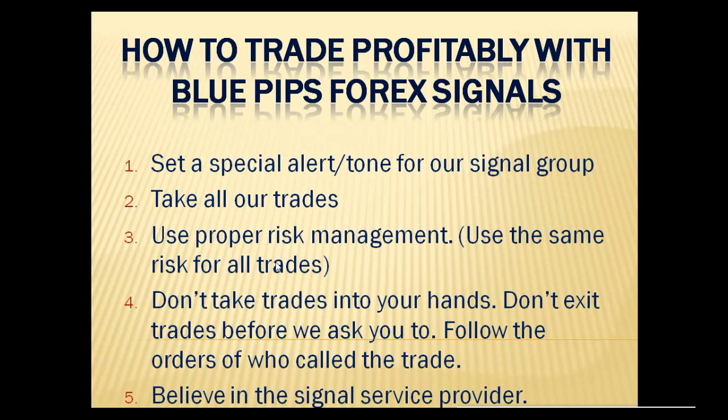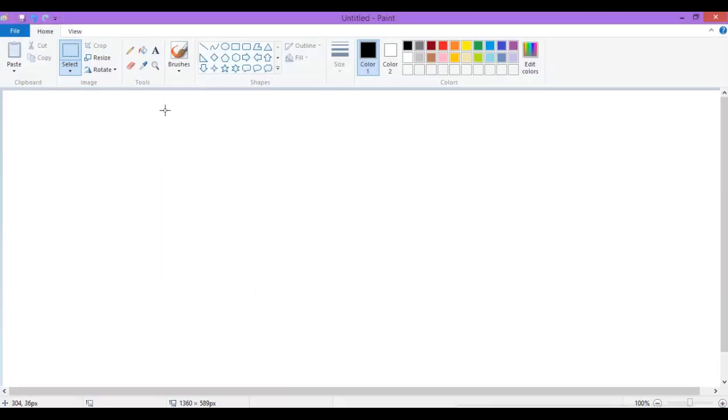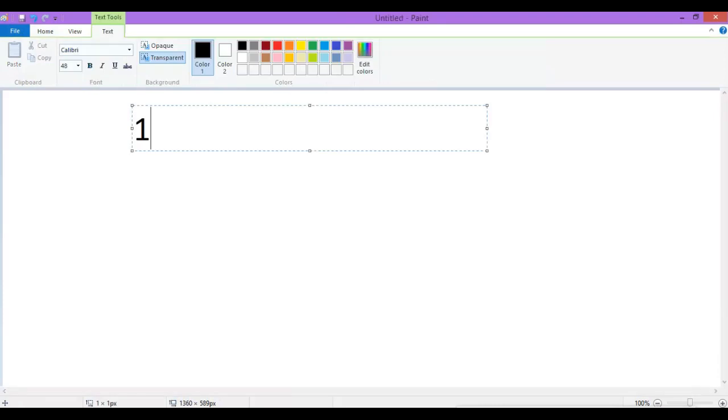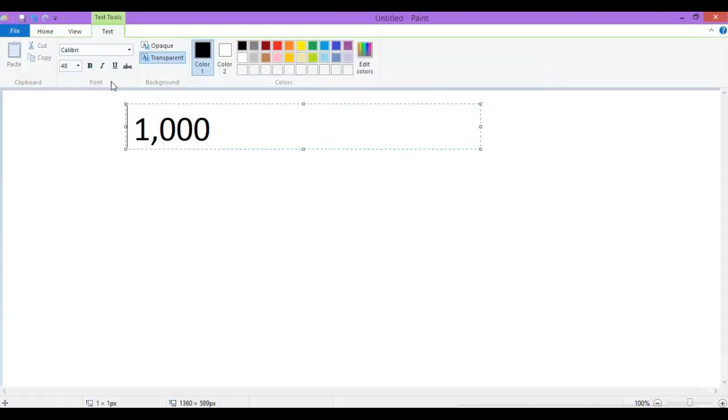So if it takes you out at $50, for instance, let me switch to my screen and illustrate this graphically. Now, let's assume that you have $1,000 in your account, and now you are wondering how you want to take this trade.